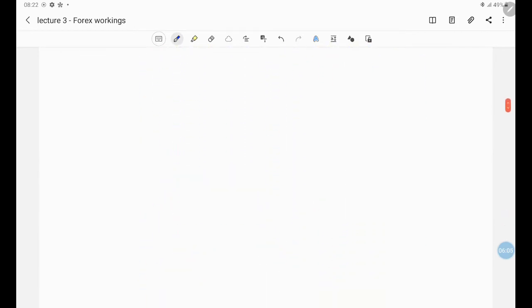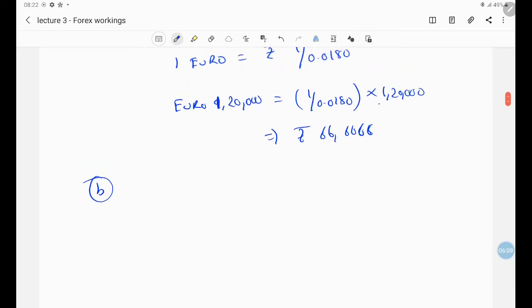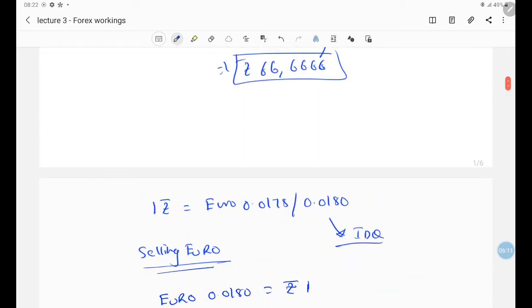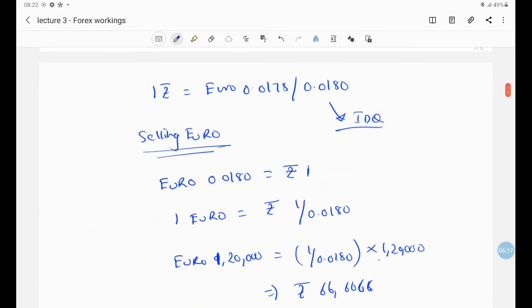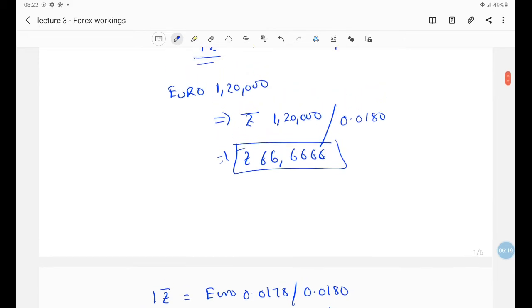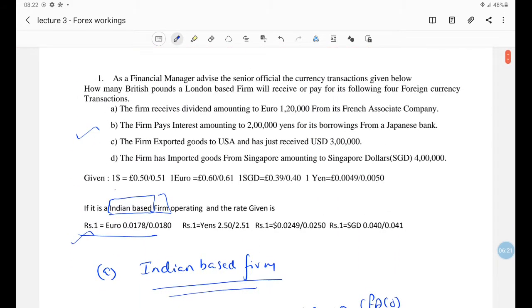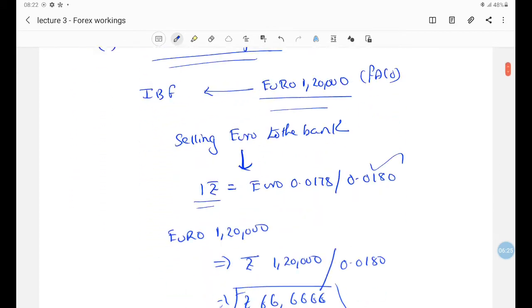The second transaction. Here we are selling euros, right? And we are receiving how much? 66 lakh 66666, right? Next, the second example, the same example, we have the Indian based firm.